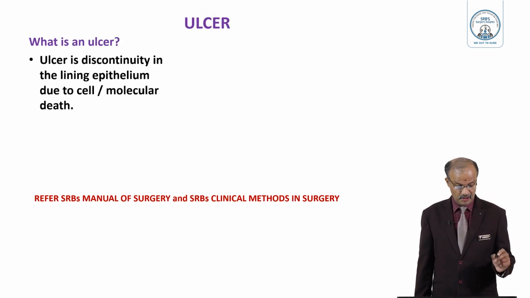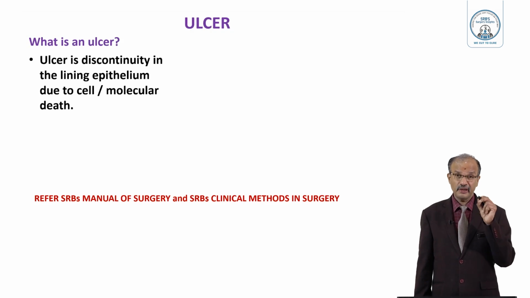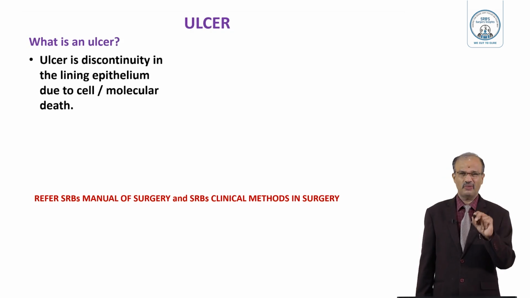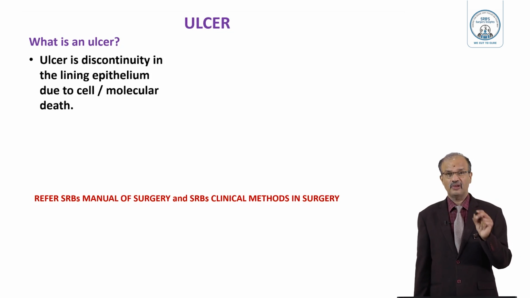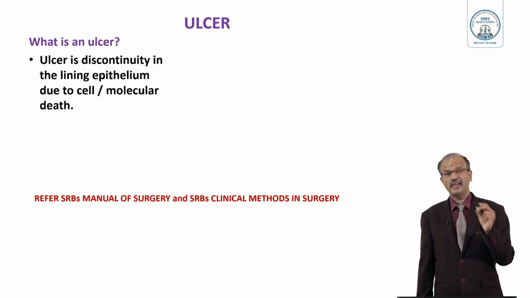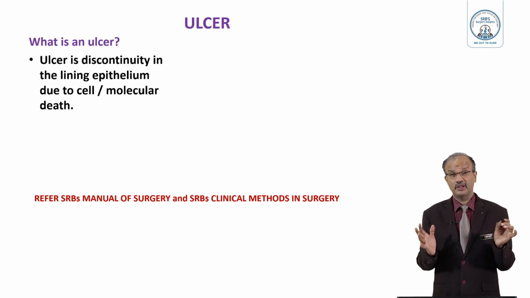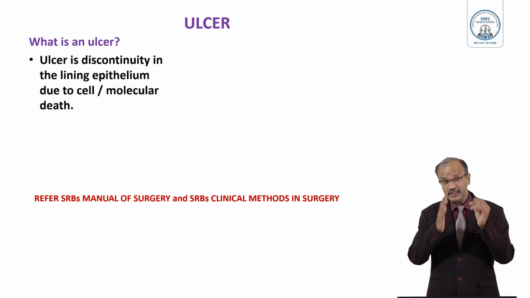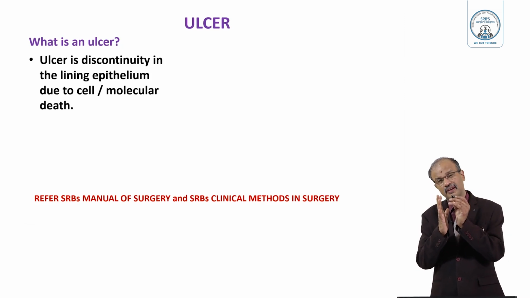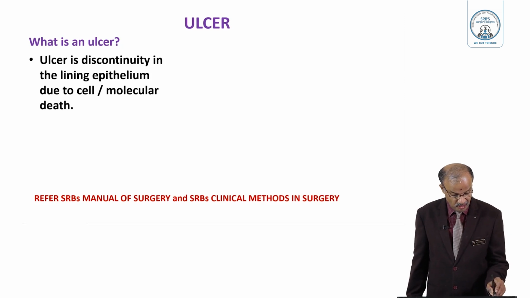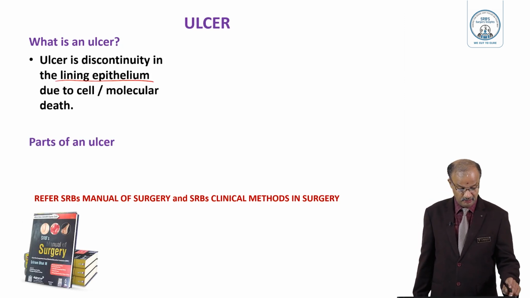All of you know, ulcer is discontinuity in the covering epithelium, lining epithelium, whatever it is, due to cell or molecular death. Wound is disruption of tissue, any organ, any lining, whatever it is, a very gross terminology, functionally and anatomically or structurally. Whereas ulcer is basically in relation to the lining. There is a point which is very important: this lining, covering epithelium.